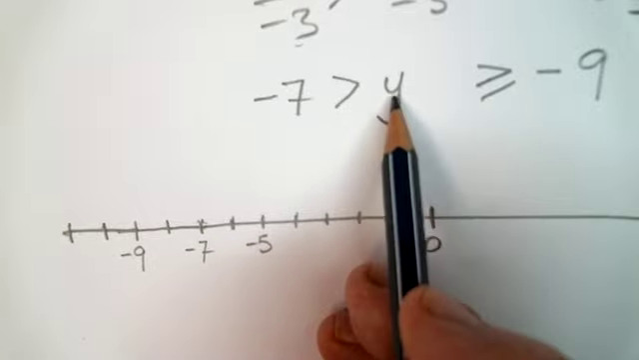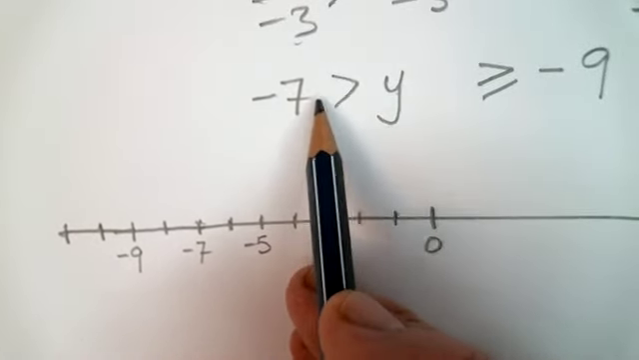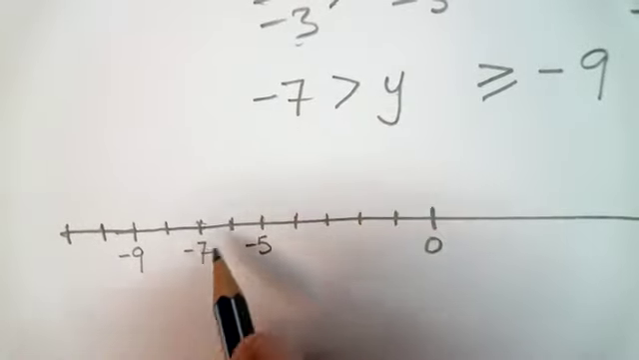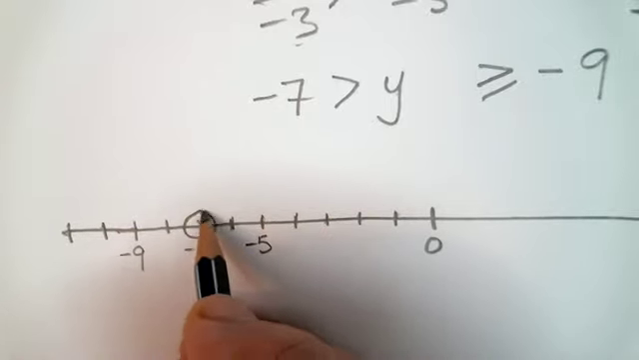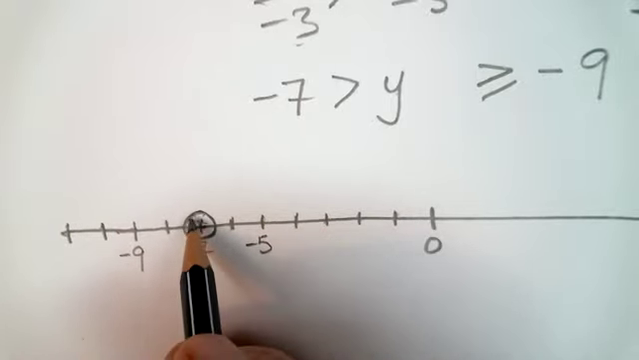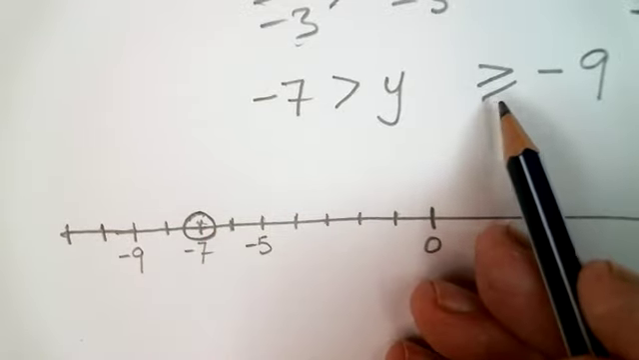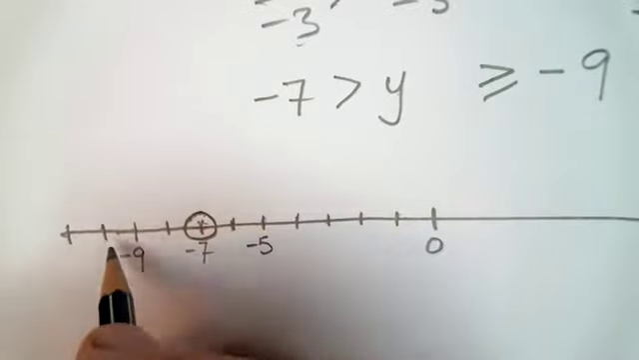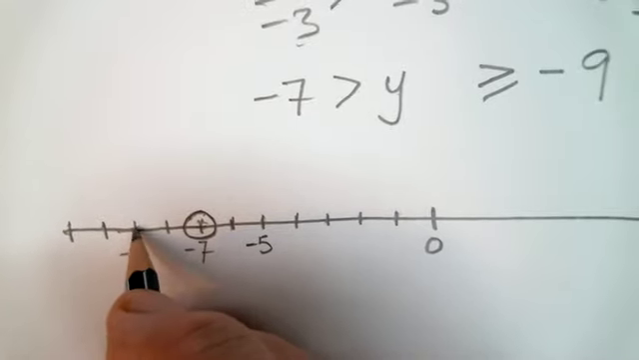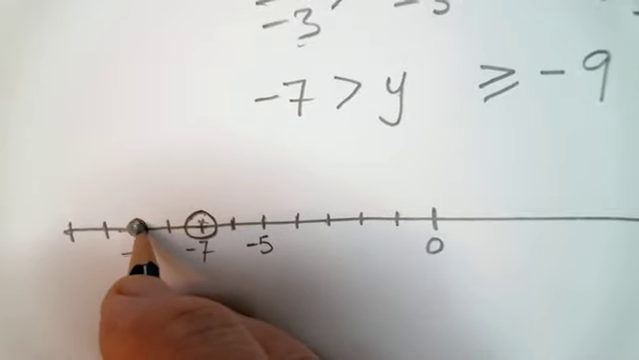And we know that y, first of all, is less than negative 7. So here's my negative 7. It's going to be an open circle around that, and it's going to be less than negative 7, so it's going to be on that side. But y is also greater than or equal to negative 9. So if it's greater than or equal to, it must have a solid circle around it.